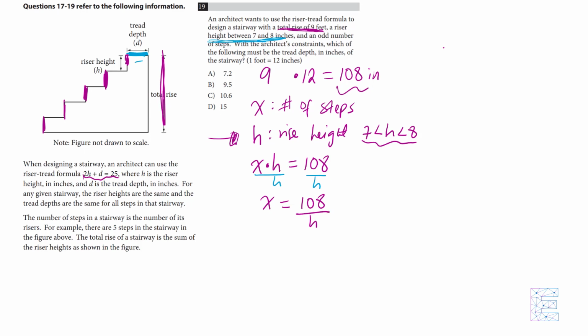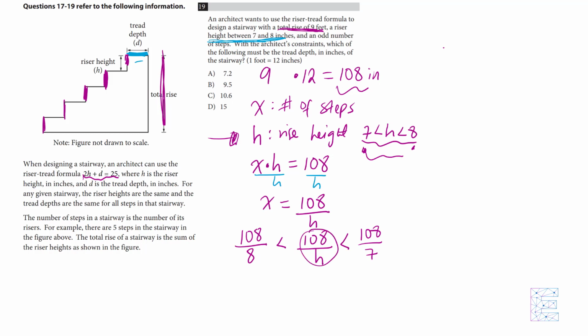So to try to find out how many steps we have, we can do this. We know that at a minimum, we have to have a rise height of 7, that's given. And at a maximum, we have to have a rise height of 8. So what if we took the total height divided by our maximum riser height? That number has to be less than 108, the total height, divided by the riser height, which we don't know at this point. We just know that it's a number between 7 and 8. And it has to be less than 108 divided by 7, which is the lower end of our riser height.